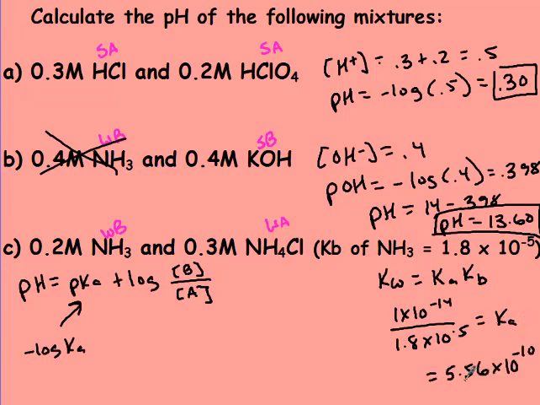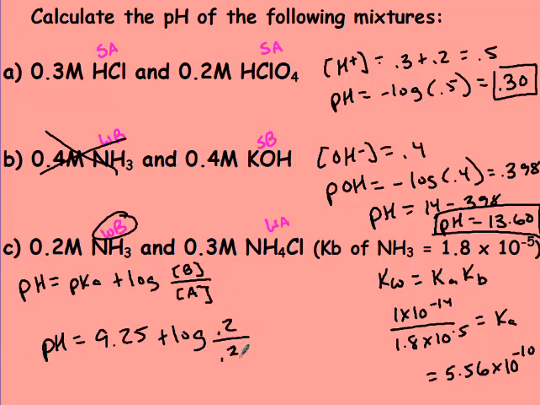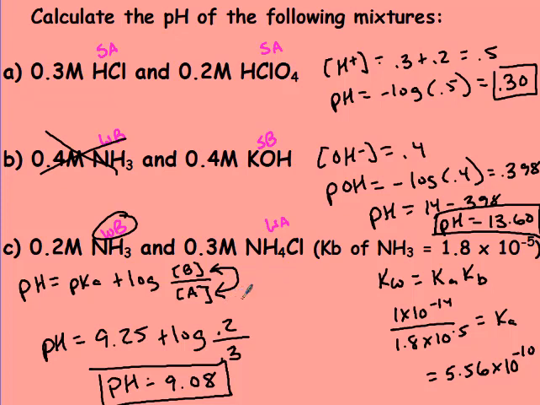So for my pKa, I negative log my Ka plus log of my concentration of my base. Well, this is my weak base, so 0.2 over 0.3, and my pH is 9.08. If I had equal concentrations of my weak base and weak acid, my pH would simply equal my pKa. We'll be talking more about that later, but since I had more acid than base, my pH is less than pKa.